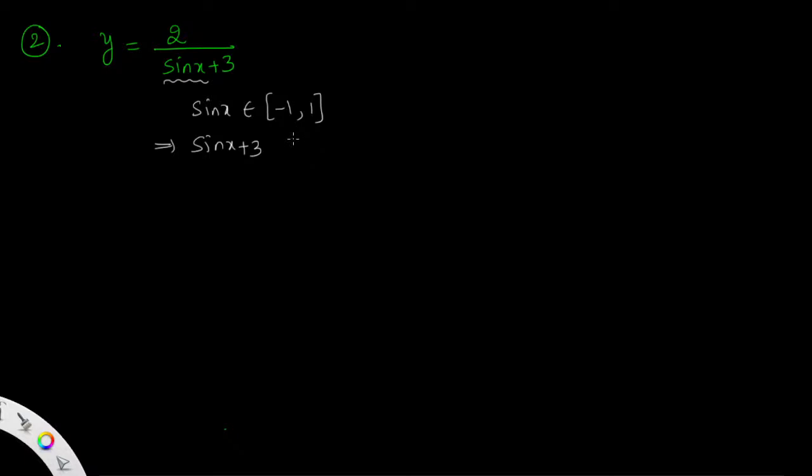Sin x plus 3 means adding 3 on both sides for each and every value: 3 minus 1 is 2 and 3 plus 1 is 4, so that is 2 comma 4. And then let us take the reciprocal, 1 by sin x plus 3.